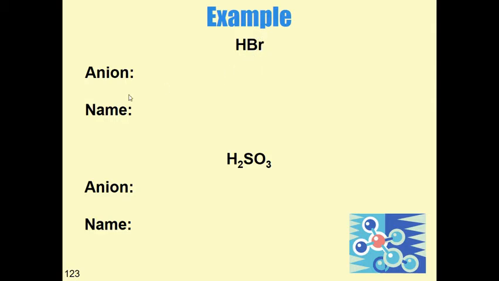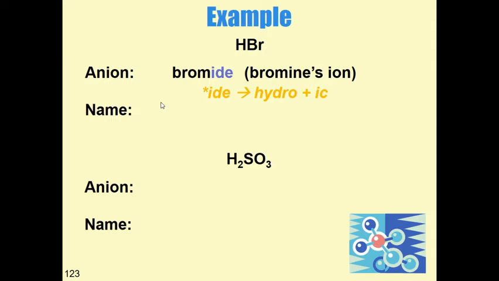This guy right here, Br, the anion is bromide, ends in ide. What we're going to do is, because this ends in ide, we're going to start off by writing the word hydro. Then we're going to have the root and then ic. So the ide we're going to replace with ic. We're going to write hydro first, then our root, which is brom, and then replace the ide with ic: hydrobromic acid.